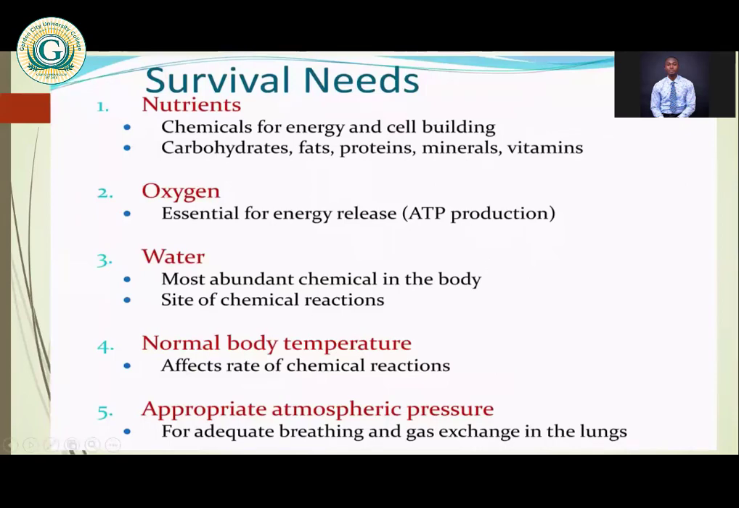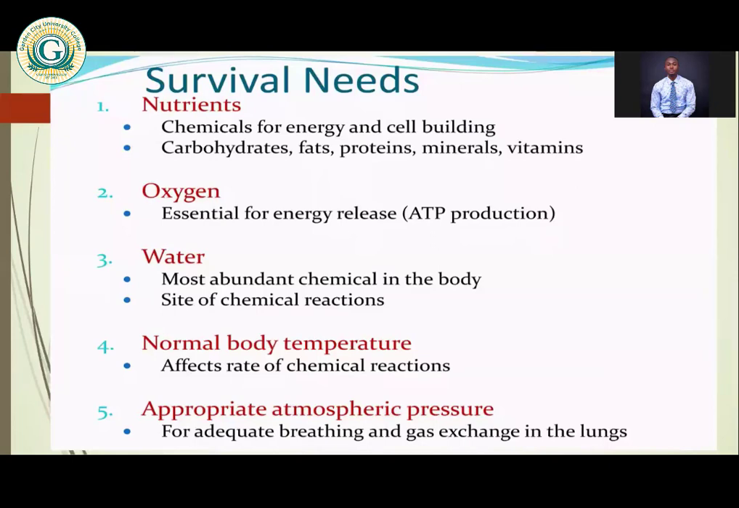So you have some survival needs as individuals. First of all, you need nutrients to survive. Nutrients come from what we take in: carbohydrates, fat, proteins, minerals, vitamins, etc. All these are what we gain our nutrients from, for the cells to produce energy and for the cells to also build up. So nutrients are one essential component that your system needs. Then we also have oxygen. Oxygen is also essential for energy release, that's for ATP production.